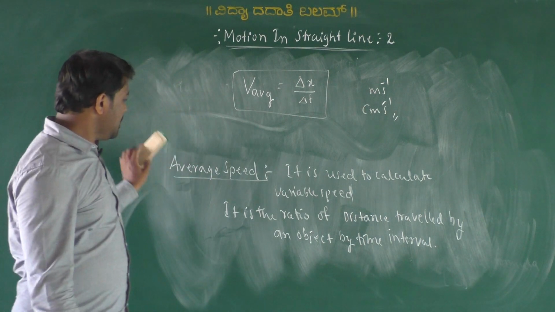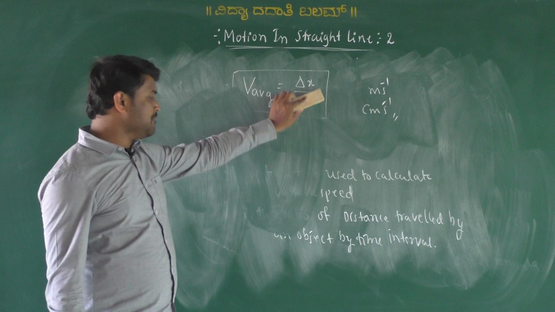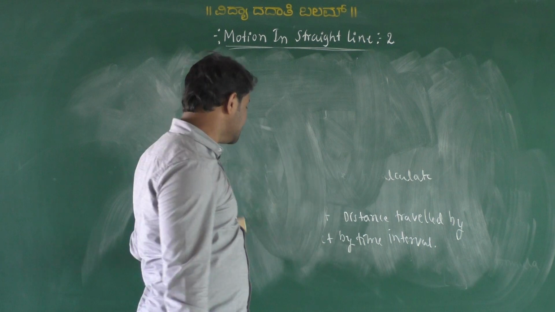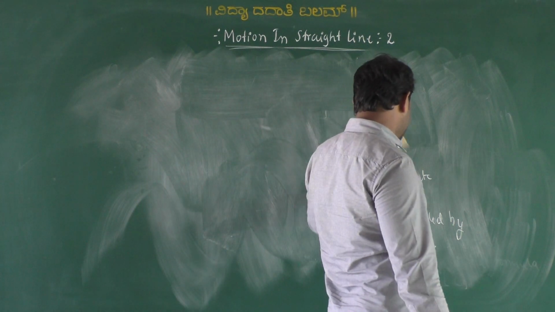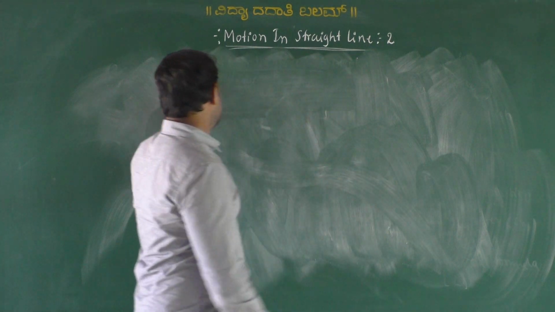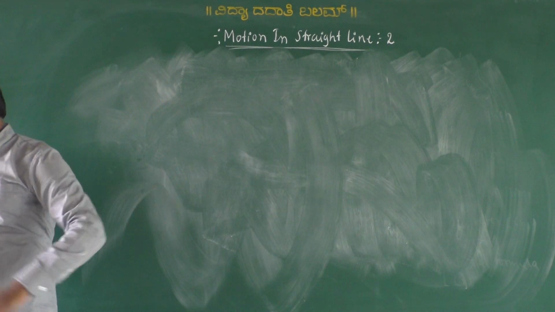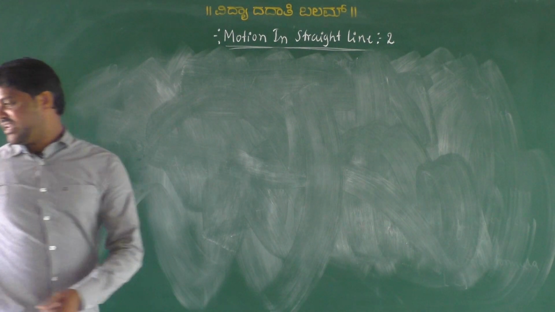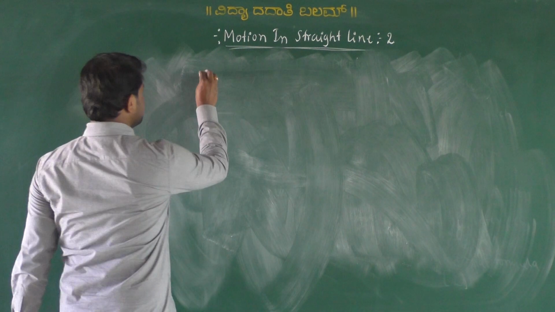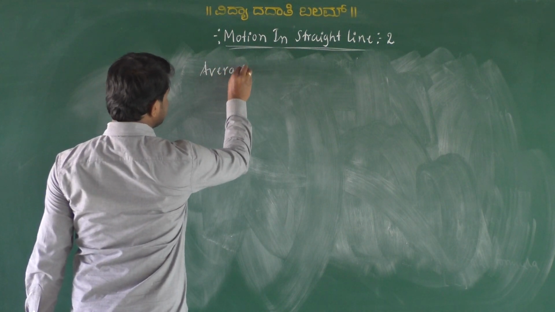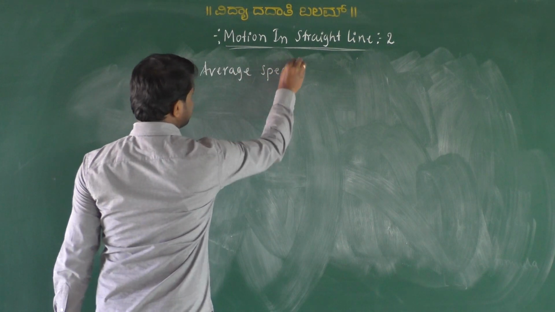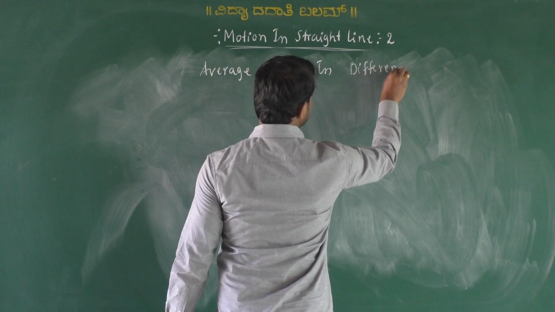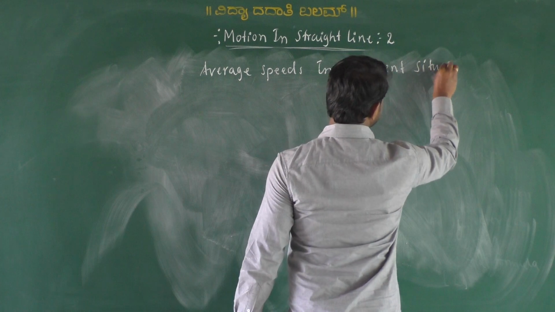Okay, now let us discuss. ಏನು ಡಿಸ್ಕಸ್ ಮಾಡಬಹುದು ಅಂದ್ರೆ, if some special cases are going to take place, if a body covers unequal distances in equal intervals per time or unequal intervals per time, ಅವಾಗ ಏನಾಗುತ್ತೆ, ಸ್ಪೀಡ್ಸ್ ಏನಾಗುತ್ತೆ? ಸೊ therefore special cases ಏನು ಬರಿಬಹುದು ನಾವು ಅಂದ್ರೆ, average speeds in different situations. ಯಾವುದಪ್ಪ ಅದು ಡಿಫರೆಂಟ್ ಸಿಚುವೇಶನ್ಸ್?